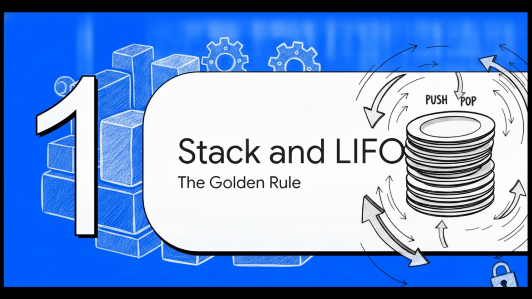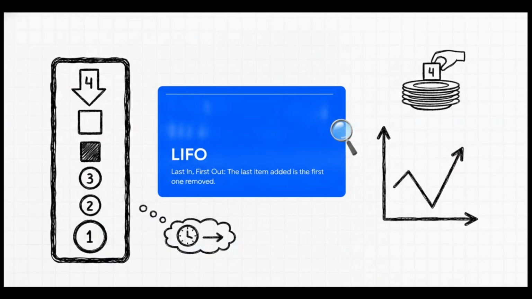Stack and LIFO. All right, so at its core, a stack organizes data using one golden rule, the LIFO principle. LIFO. That stands for last in, first out. It literally means whatever piece of data enters the stack last absolutely has to be the very first one to come out. There's no reaching into the middle, and you definitely can't pull from the bottom. It is a strictly top-down operation.